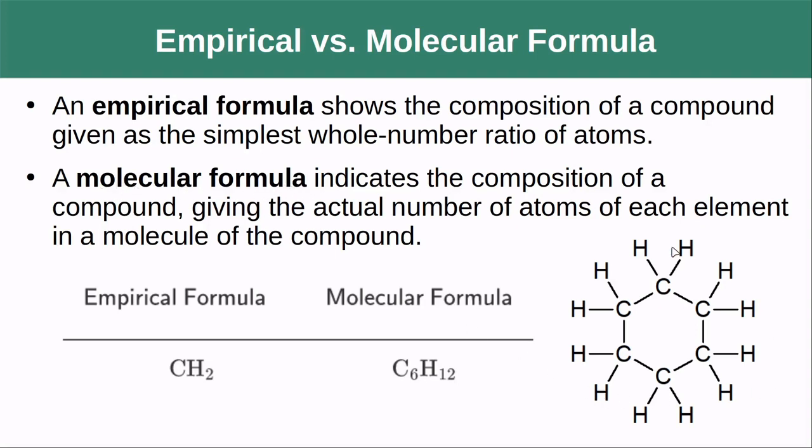All right. For instance, I have this graphic here. You can see that I have 1, 2, 3, 4, 5, 6 carbons. Each of those has 2 hydrogens for 12 hydrogens. The molecular formula is going to be C6H12. But I can divide 6 by 6 and I can divide 12 by 6. If I were to do that, I would get CH2 over here, and that would be the empirical formula. Now, why do we care about empirical formulas?